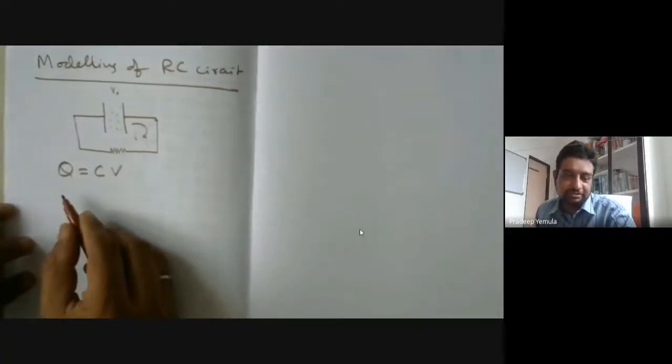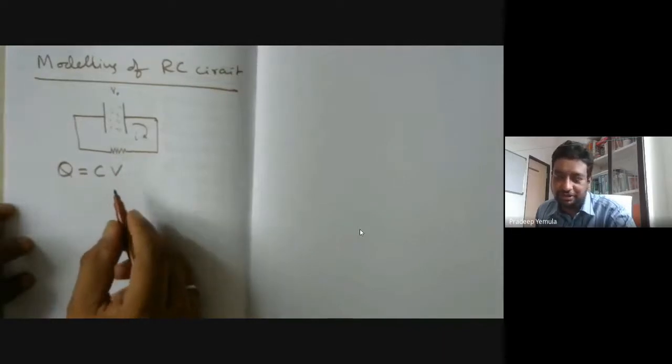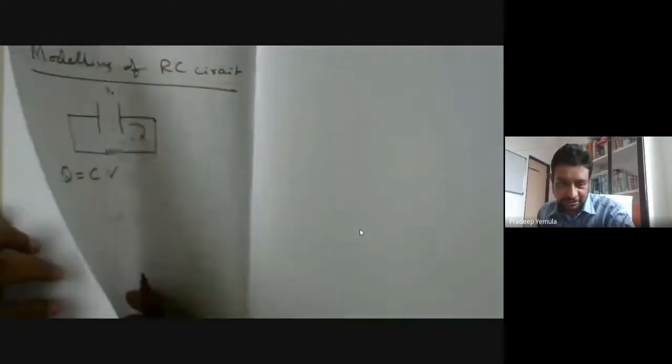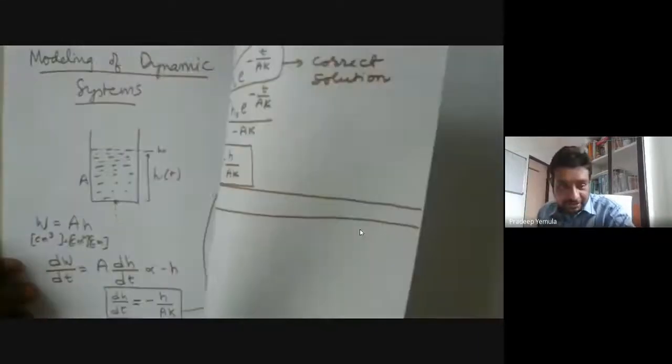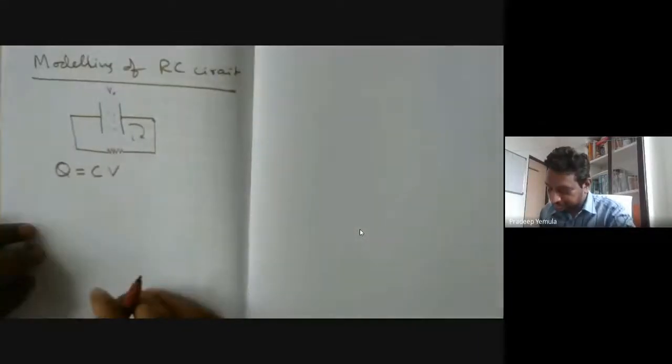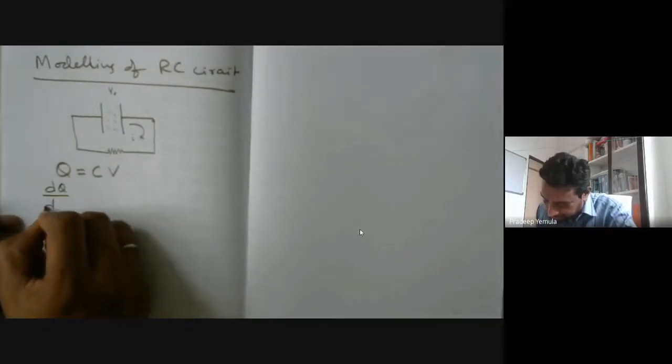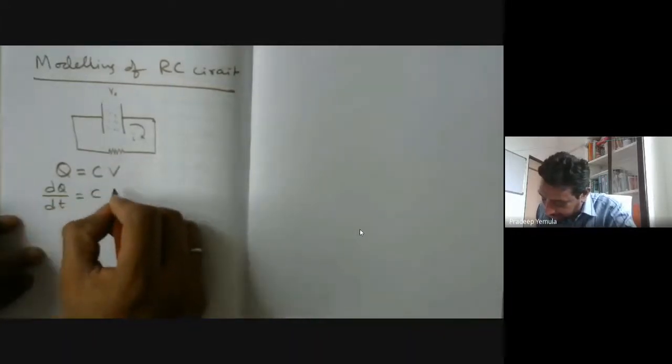So charge is nothing but capacitance times voltage. This one is famous, and it will be there in all electrical textbooks. Okay, so let me refer to my notes. Now what I will do is differentiate both sides: dq by dt equals C into dV by dt.